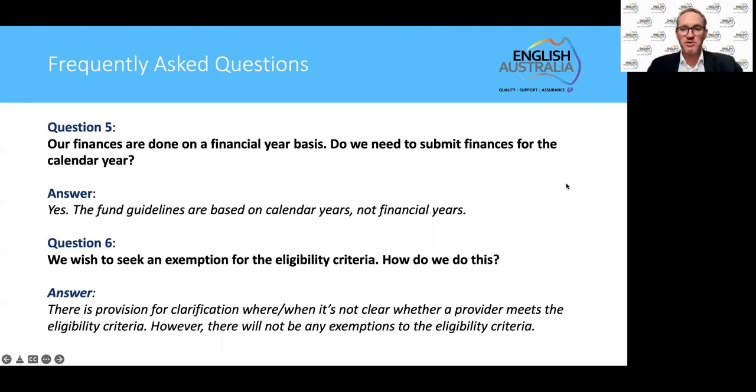Now, if you wish to seek an exemption from the eligibility criteria, what I would say is throughout this process and certainly up till the application close time, please come and seek clarity around any of the criteria. By all means, test scenarios with us. We're more than happy to work through any of those questions you may have. Equally, we can seek support and clarity through our relationship with the department where required, but there aren't any exemptions to the eligibility criteria. So if you fail to meet those criteria, then you will not be deemed eligible for the program. There's all opportunity for discussion and clarity, and we're happy to work with you to support you through this process, but you'll need to ensure that the criteria are all met.